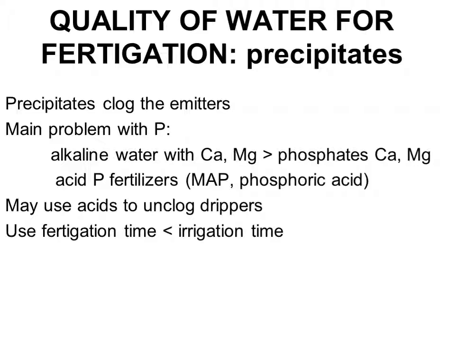We can also use some acids after the irrigation season to unclog the drippers. And it is always very useful to use fertigation times smaller than irrigation times. So during some time at the end of the irrigation, we will be only putting pure water into the irrigation system. That will be flushing any possible nutrients that are left in the pipes.